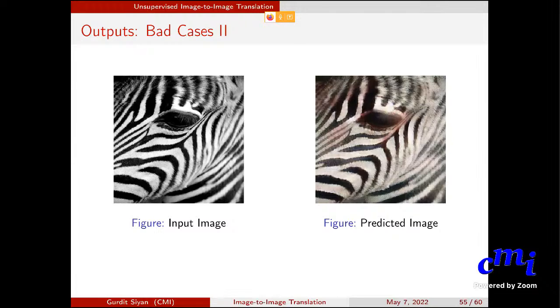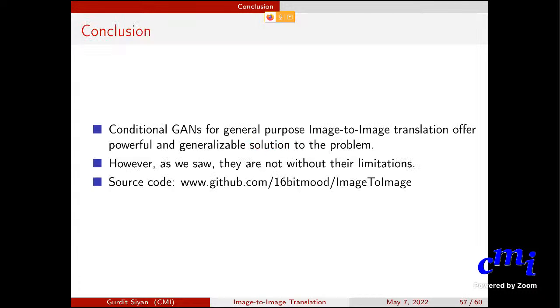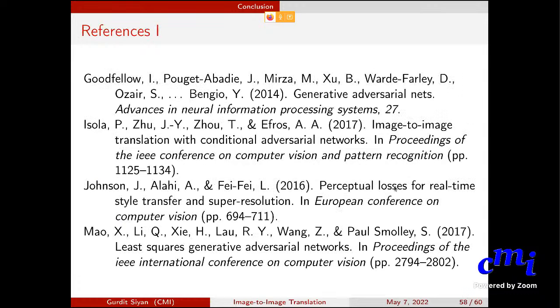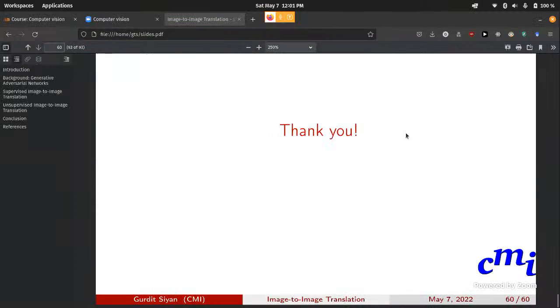So yeah, that's about it, I think. For the source code, I have uploaded that on my GitHub if someone wants to look, and references. Do I have time to go through the source code? Yeah, I think there is time.